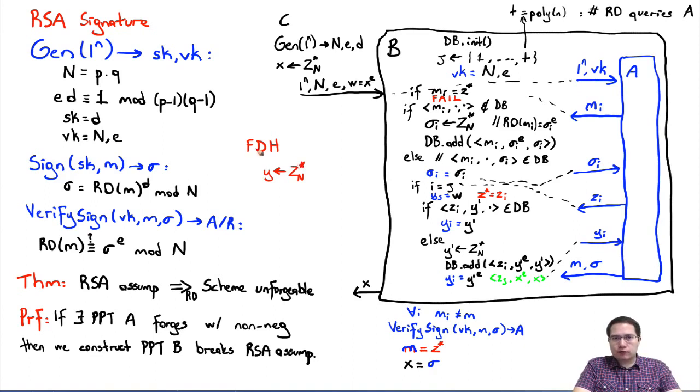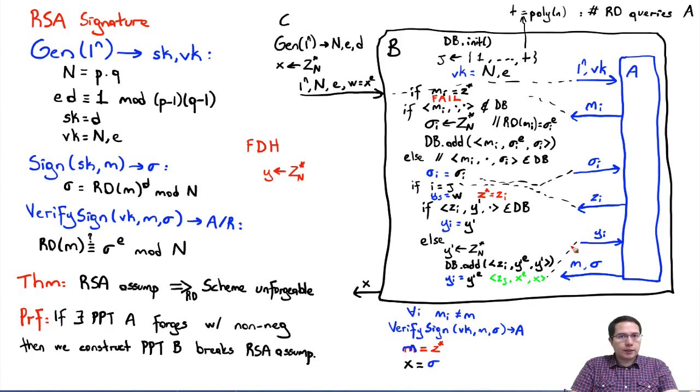This is why it's called a full domain hash. So it needs to be able to randomly generate elements from this full domain Zn star. Now, the adversary expects some random element from Zn star. Let's see what we are giving to the adversary. We are picking a random element from Zn star. This is all good. But instead of giving it to the adversary, we are giving that to the power E to the adversary. Now, is this distinguishable?